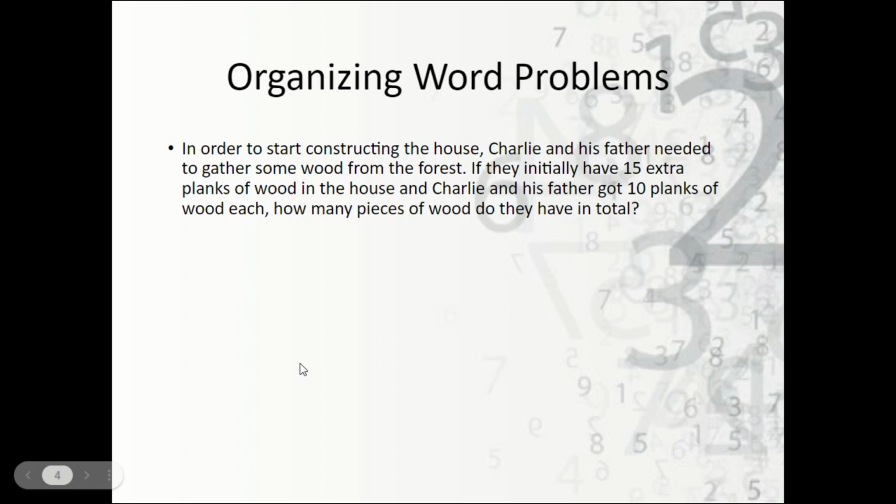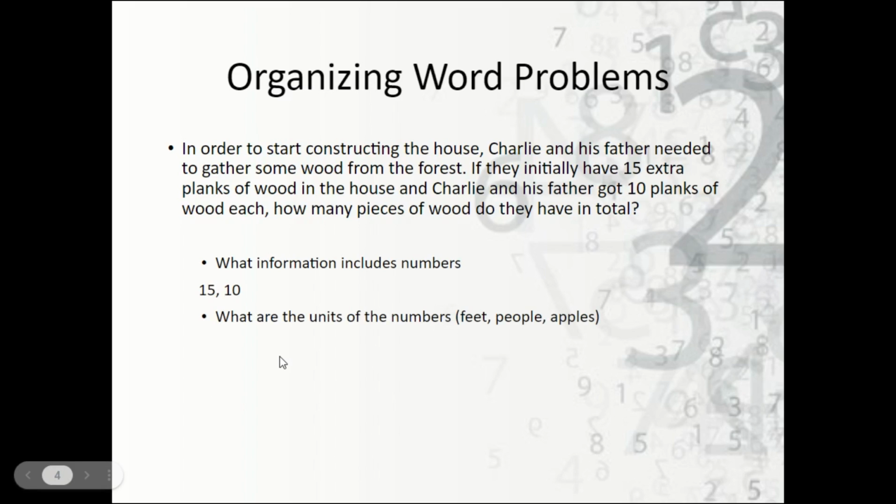So in this one, it says, in order to start constructing the house, Charlie and his father needed to gather some wood from the forest. They initially have 15 extra planks of wood in the house, and Charlie and his father got 10 planks of wood each. How many pieces of wood do they have in total? Well, first step is, what includes numbers? 15 and 10. That's what we know. Okay, that's the important part.